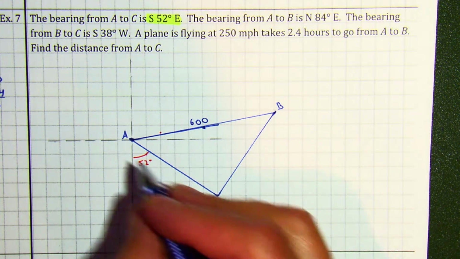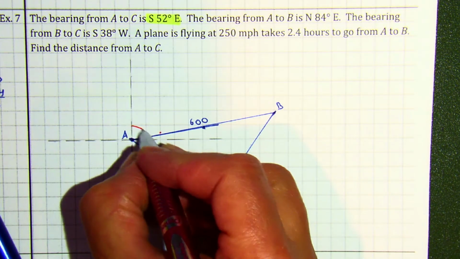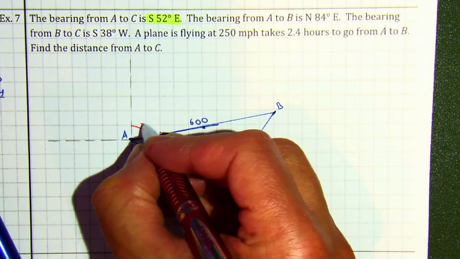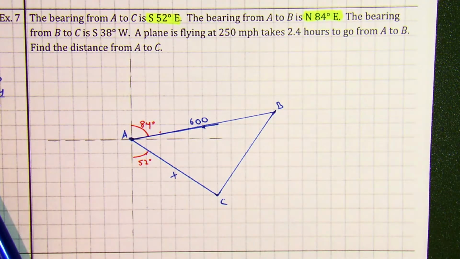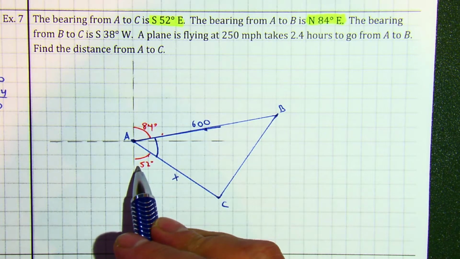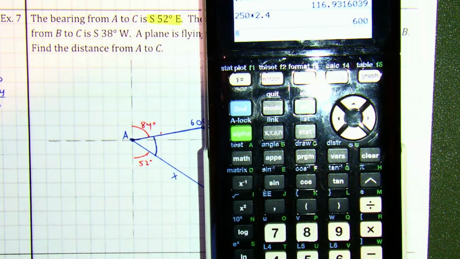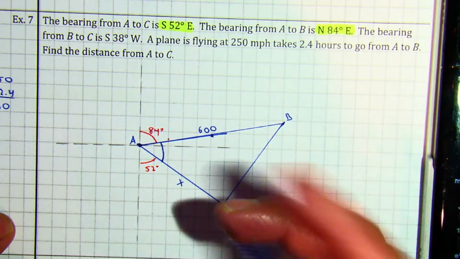I need to be able to find the distance from A to C, so I'm going to need to find x. Let me place my rotation before I forget. This is 84 degrees north, 84 degrees east. So therefore, I need to find some additional angles. Well, I can find the angle in between. This is 52 and that's 84. I know that all three will make 180. So 180 minus 84 minus 52. That's 44 degrees.